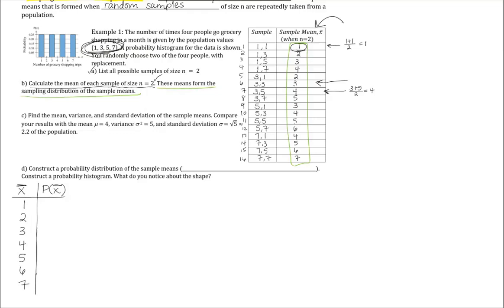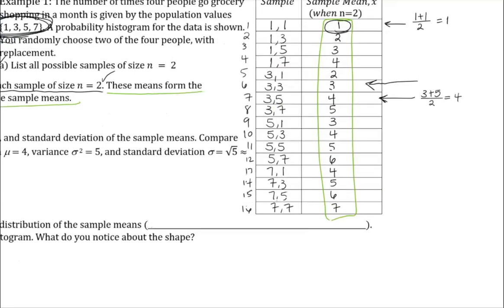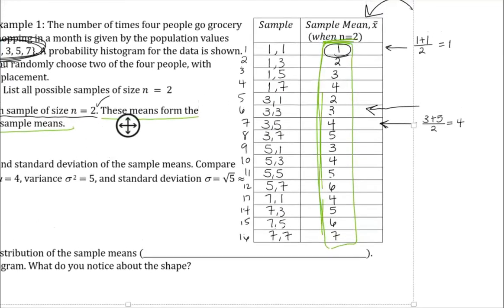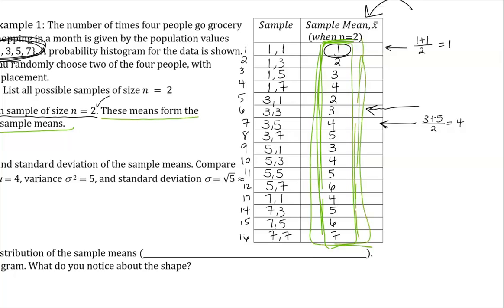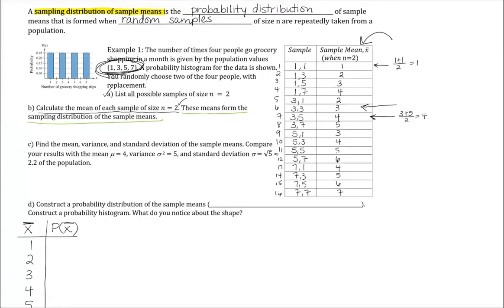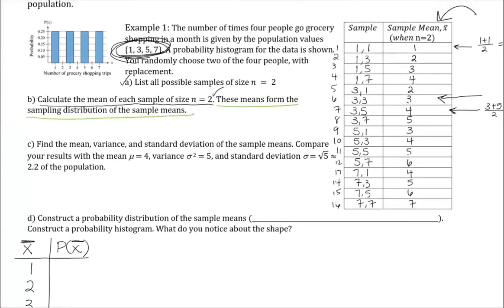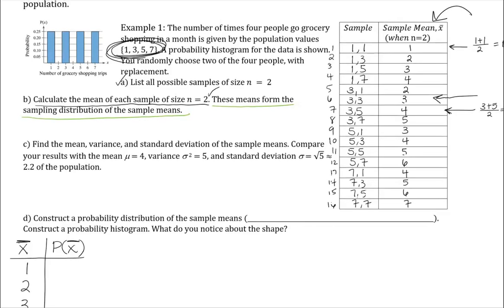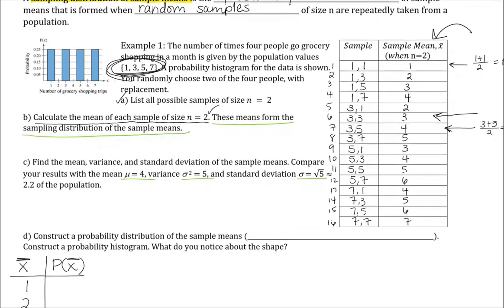Part C is asking us to find the mean, variance, and standard deviation of the sample means. So part C is asking us to find the mean, variance, and standard deviation of all of these numbers here. So if I were to average all of those numbers together, what would we get? If I were to find the variance of those numbers, what would we get? If we were to find the standard deviation of those numbers, what would we get? We'll calculate those in a second. And then we're going to compare the answers that we are getting with the mean, the variance, and the standard deviation of the original data set.